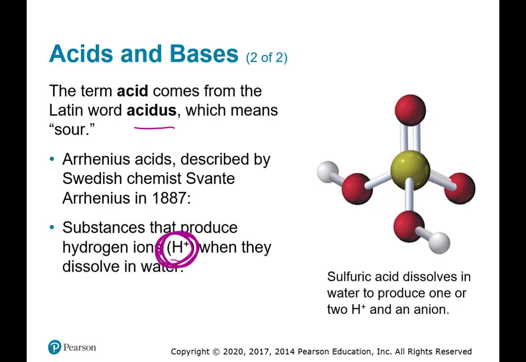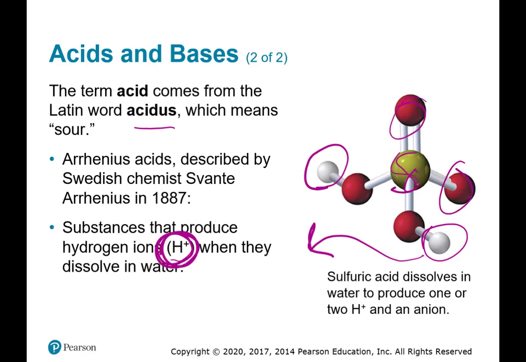Sulfuric acid dissolves in water to produce 1 or 2 hydrogen H+ ions and an anion. There are the 2 hydrogen ions that would dissolve in water, that would leave that sulfuric acid, leaving me with S, this is our S, and then O4, SO4 with a -2 charge. That's our sulfate. And there's our 2 H+ ions that would dissolve.